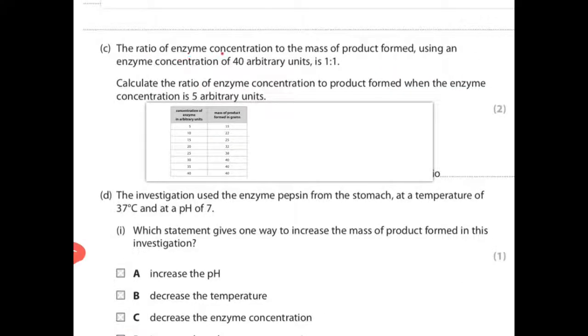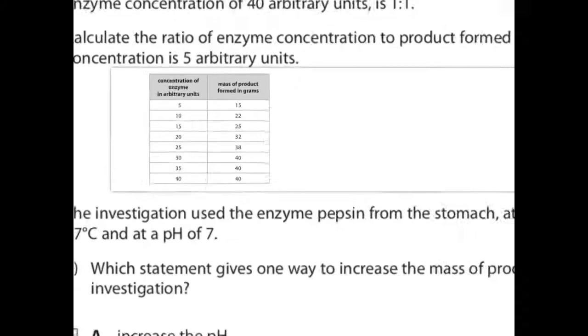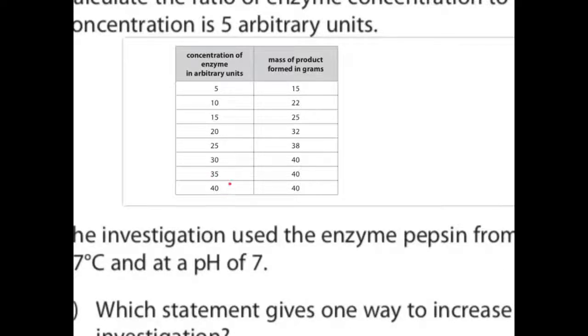The ratio of enzyme concentration to the mass of product formed using an enzyme concentration of 40 arbitrary units, or 40 units, is 1 to 1. So what does that mean? Well, it means that if you have 40 units of concentration, you also get 40 grams of product, 1 to 1. And the reason why you say it's 1 to 1 is they can both be simplified. If you divide them by the same amount, you can reduce them to 1. So for example, they're both divisible by 40, and by doing that, you'll get 1 for each, 1 to 1.